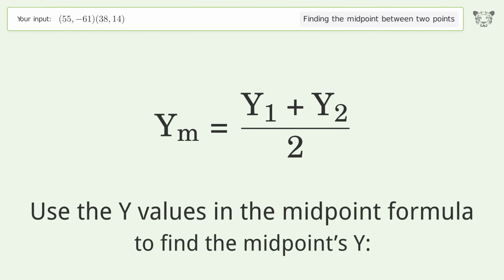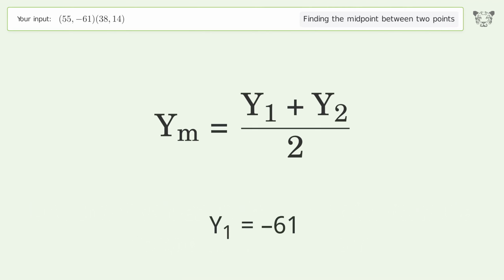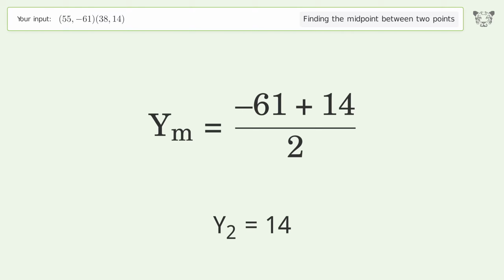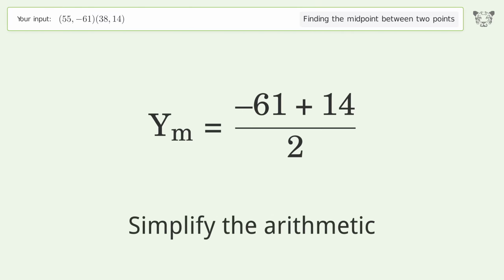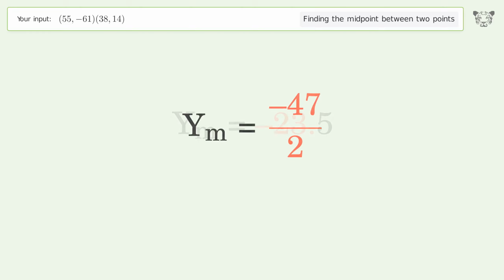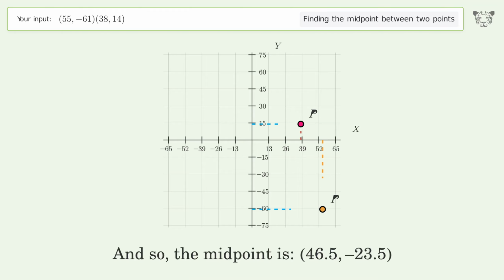Use the y values in the midpoint formula to find the midpoint's y. y1 equals negative 61. y2 equals 14. Simplify the arithmetic. And so, the midpoint is 46.5, negative 23.5.